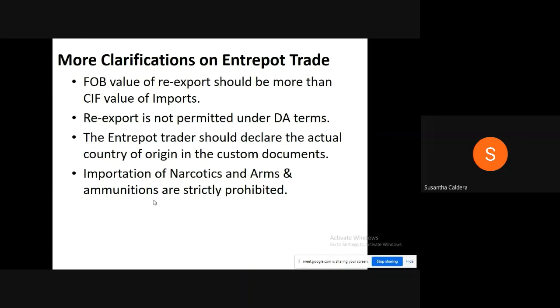Importation of narcotics and arms and ammunition are strictly prohibited. Under this program, the importation of narcotics and arms and ammunition is prohibited.